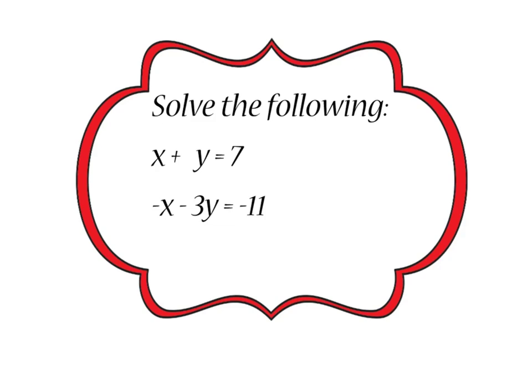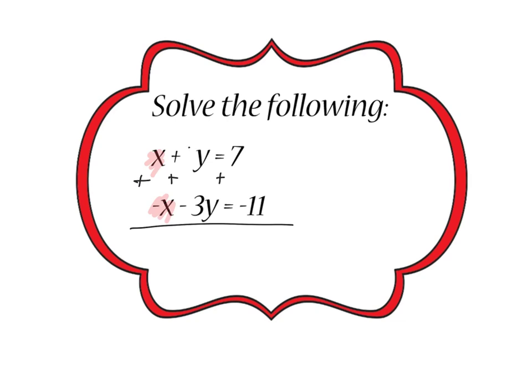For this first problem, if you look, I have an x and a negative x. If I just add these, since the numbers out in front are the same, they're both technically a 1, and I have a positive and a negative, those x's are going to cancel out. So I add x plus negative x, they cancel.